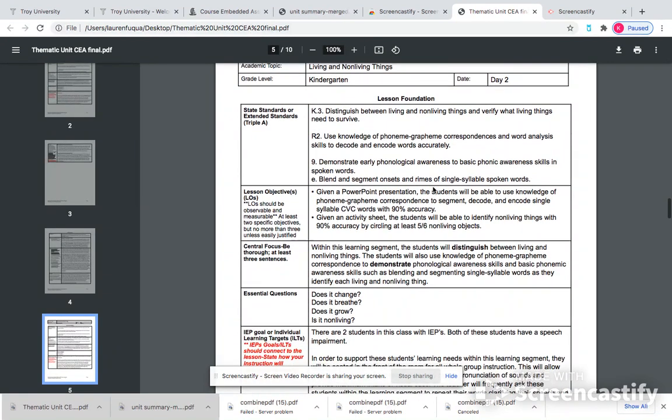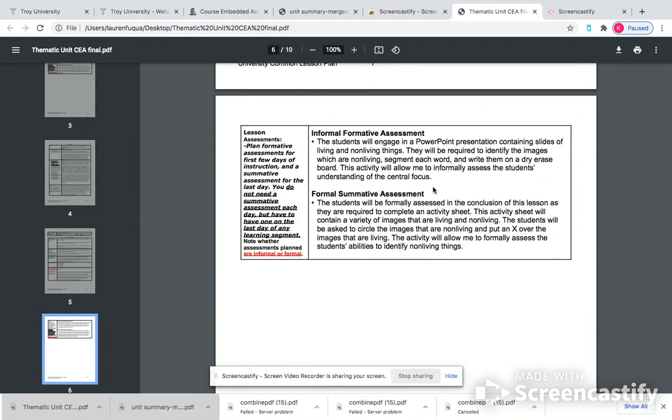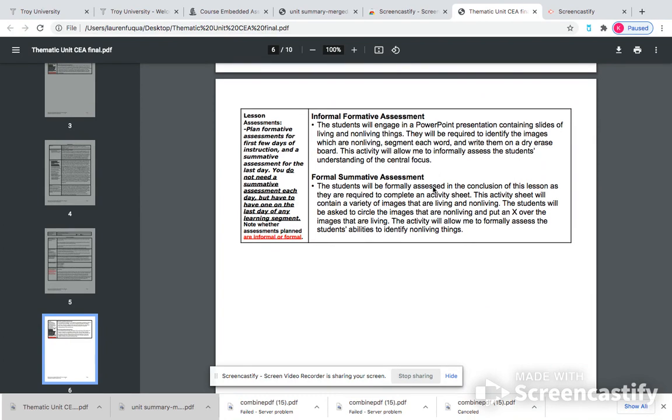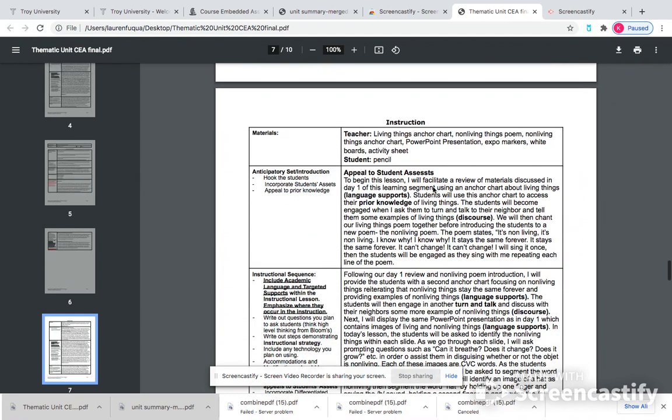Then moving on to day 2, we'll focus more on non-living things. I'll begin by reviewing materials from day one using an anchor chart. I will introduce an anchor chart about living things. The students will use this anchor chart to access their prior knowledge from day one of living things.